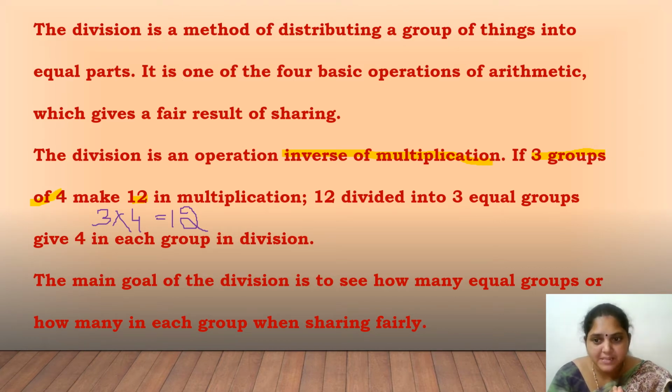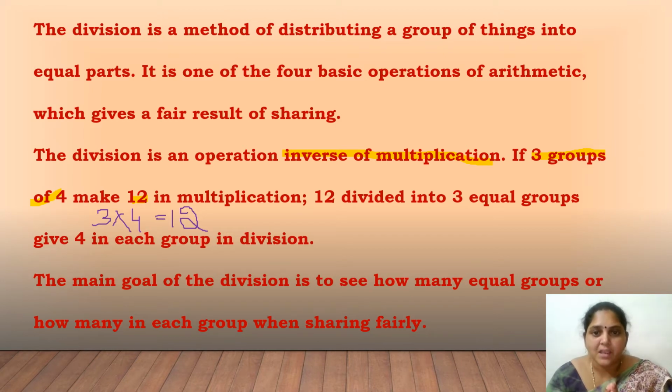Suppose I have taken 3 apples, 3 apples for 4 times: 3 apples, 3 apples, 3 apples, 3 apples. I maintained 4 groups, and I want to find the total number of apples. So I multiply 3 into 4 groups, because I placed 3 apples 4 times. When I multiply 3 into 4, I get the product 12, so I have 12 apples with me.